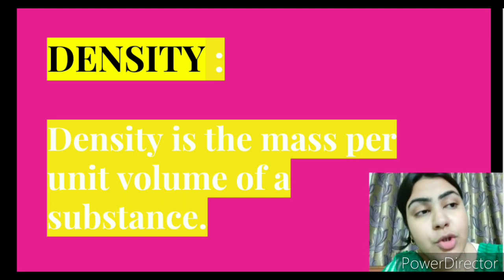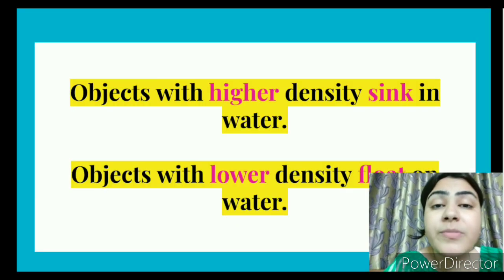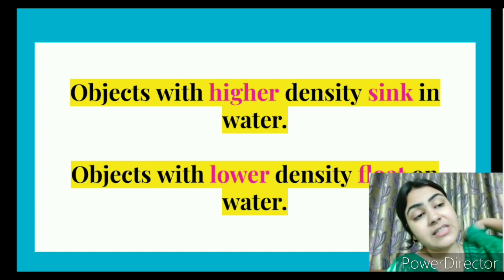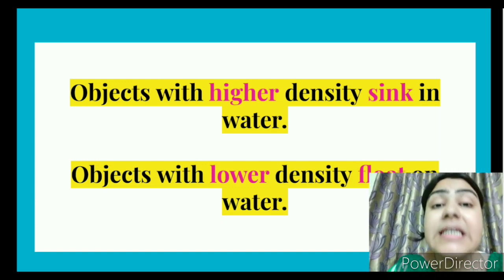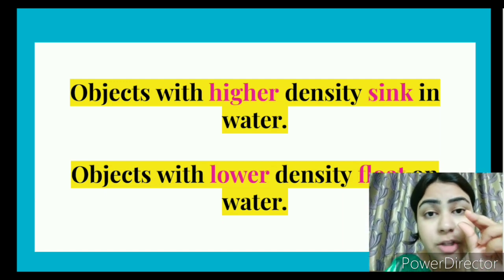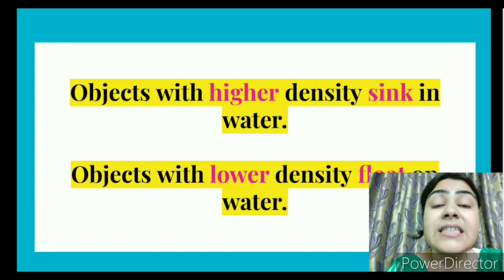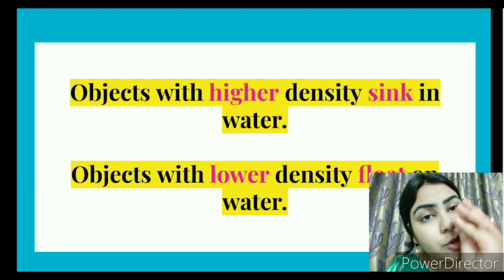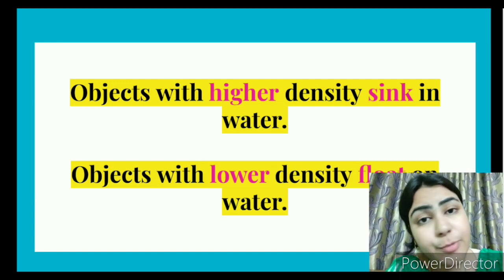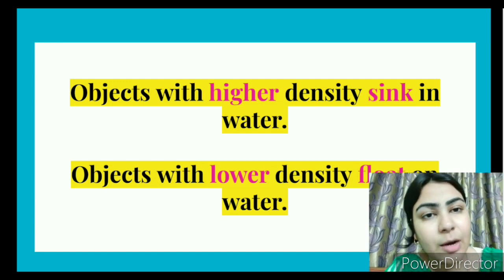Okay? So, children, objects which have higher density sink in water. So, what happened? The nail is very small, right? The nail is very small, but its density is more. Smaller place, more substance. That means density has become more, so it sank down.